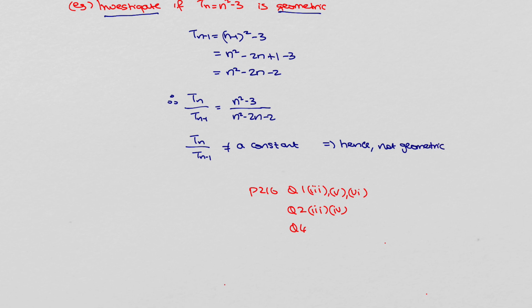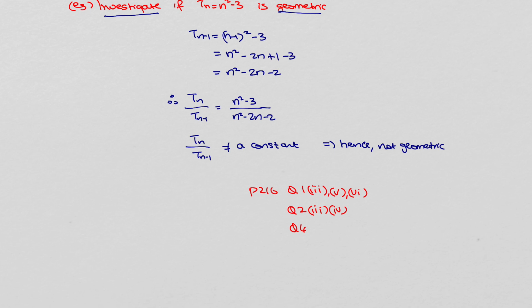So you're going to go to page 216, and some nice easy questions today. Question 1, part 3, part 5 and part 6. So you're given the list of numbers and you just want to write down a, or, and then the general term. Question 2, part 3 and part 4. You're given the general term and they just want you to write down the first 4 terms. So sub in 1 for n, sub in 2 for n, sub in 3 for n, and 4 for n to get the first 4 terms.